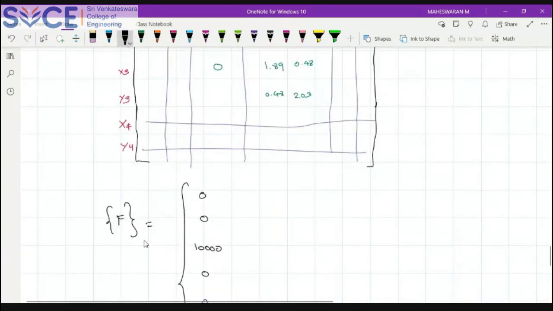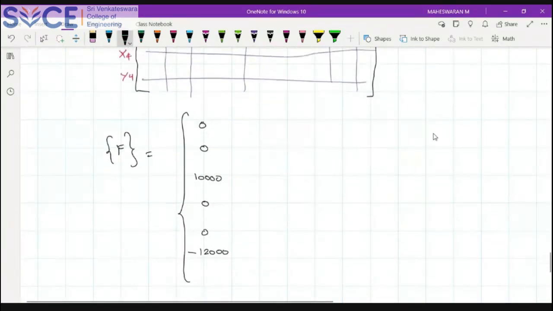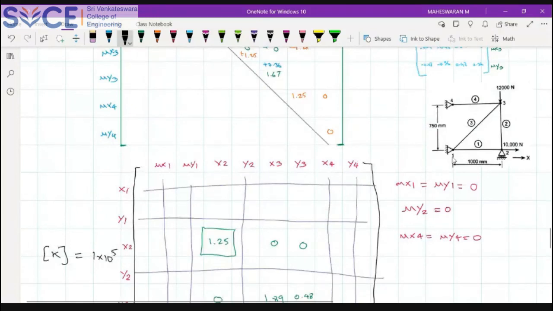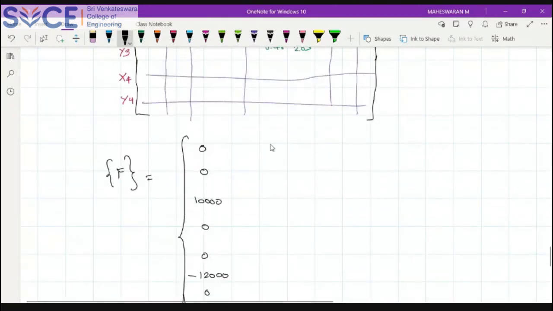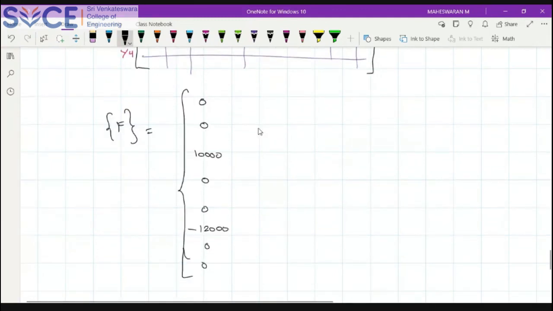Okay, the F matrix, what is my force matrix? In nodal point 1, you don't have any force, so 0, 0. In nodal point 2, you have only Fx force, Fy is 0. In 3, Fx is 0, Fy is negative because of the downward direction. In 4, you don't have force. So this is my F matrix.